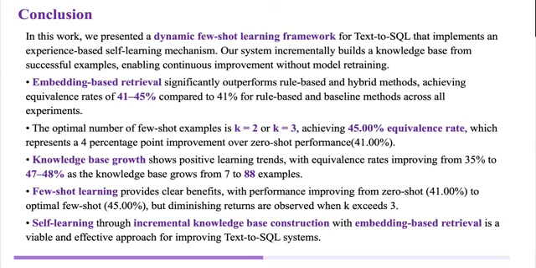And the fourth is few-shot learning provides clear benefits, with performance improved from zero-shot to the optimal few-shot, but diminishing returns are observed beyond K equals 3. And finally, the self-learning through incremental knowledge-base construction with embedding-based retrieval is a valuable and effective approach for improving Text-to-SQL systems. That's all. Thank you.